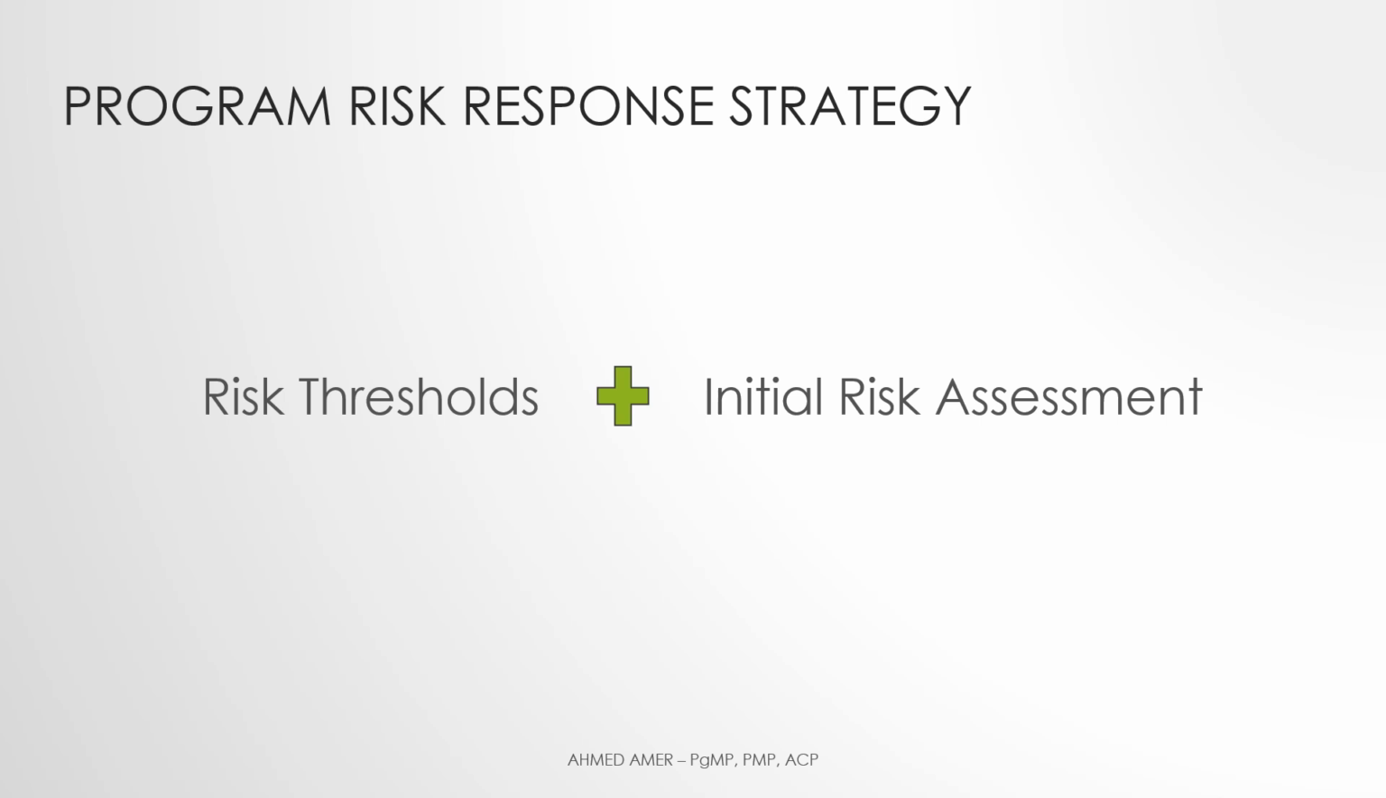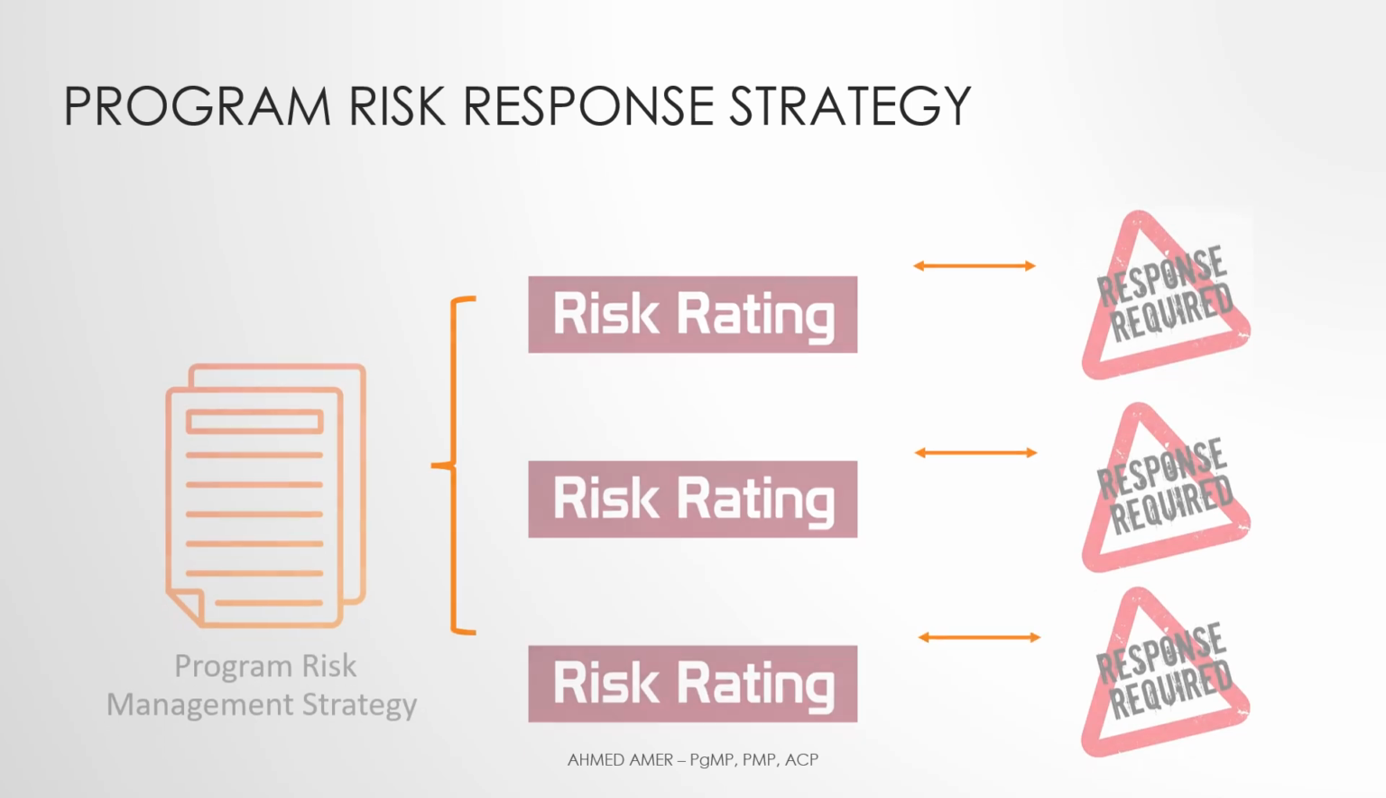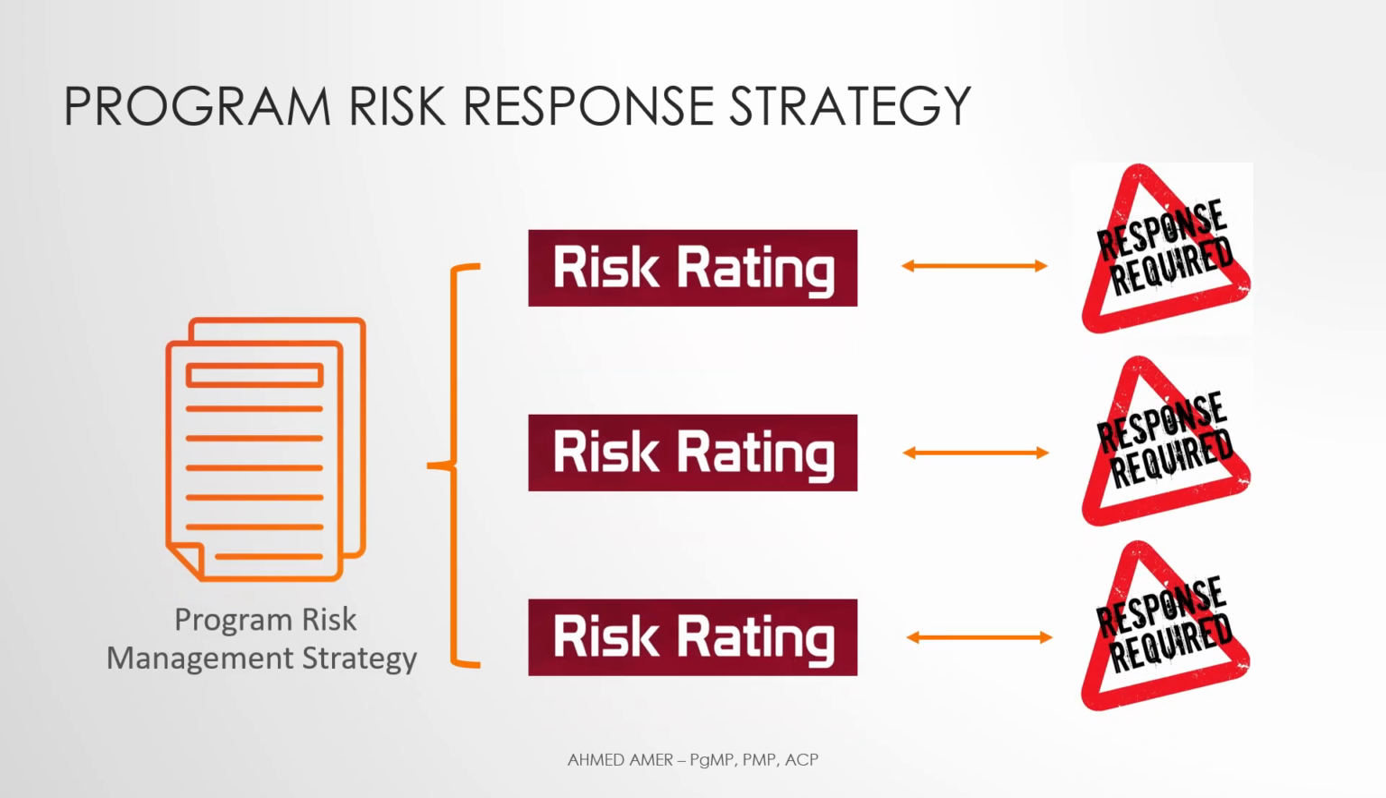For each identified risk, the risk thresholds can be used to identify the specific response strategy based on a number of rating criteria. In this way, the program risk management strategy comprises a specific risk response strategy for each of the risk rating levels that have been developed to reflect the program's risk thresholds. This simply provides a program risk management strategy that enables the program to communicate and manage risks consistently throughout the course of the program performance as part of the program governance framework.